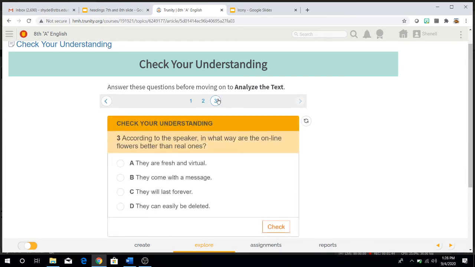And number 3, for check your understanding, according to the speaker, in what way are the online flowers better than real ones? A, they are fresh and virtual. B, they come with a message. C, they will last forever. Or D, they can easily be deleted. So pick your answer, and we'll check in class.